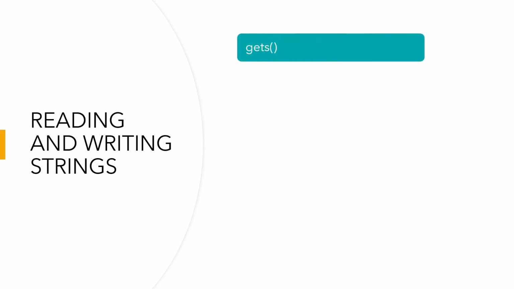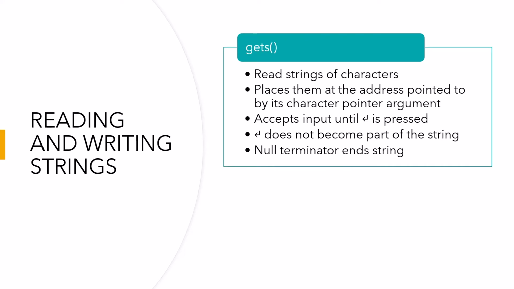So we have gets, which reads strings of characters and places them at the address pointed to by its character pointer argument. We'll see this shortly when we see the prototype. It accepts input until the enter is pressed. The enter does not become part of the string, enter meaning carriage return here. The null terminator ends the string.